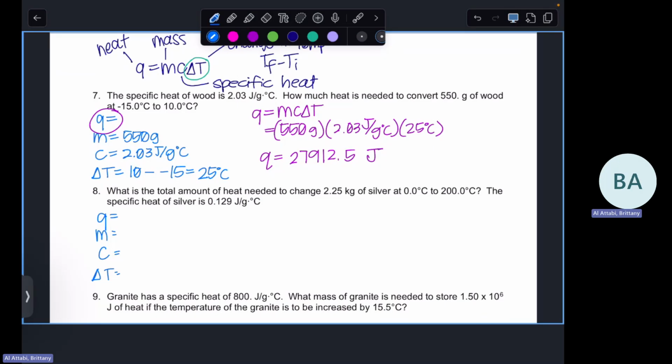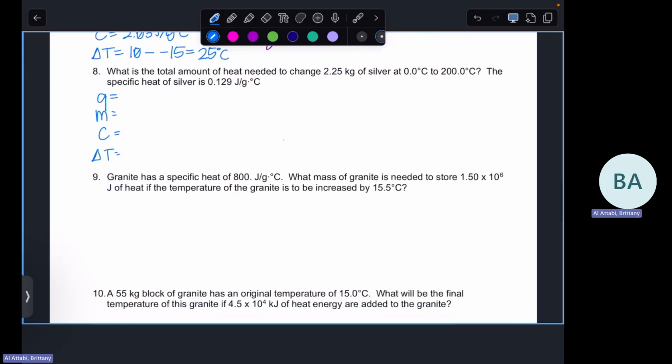What do we know? Rashaya, what is one variable that you know out of question number 8? Delta T is 200 because I'm going from 0 to 200. Desmaya, what you got? What is our mass? 2.25 kilograms. And then what's the last thing that I know? Ashley. C, which is?